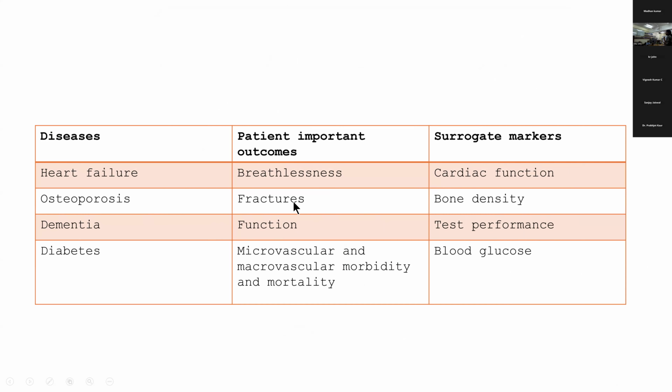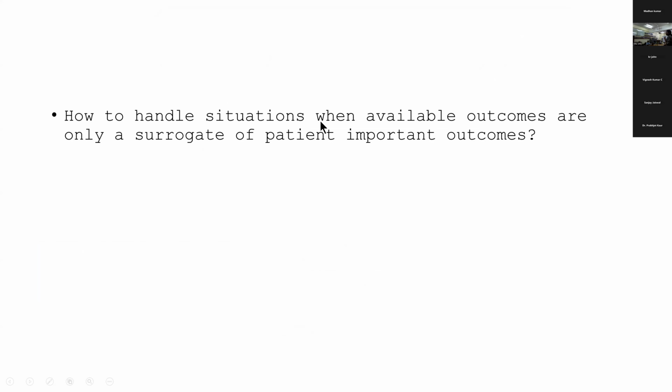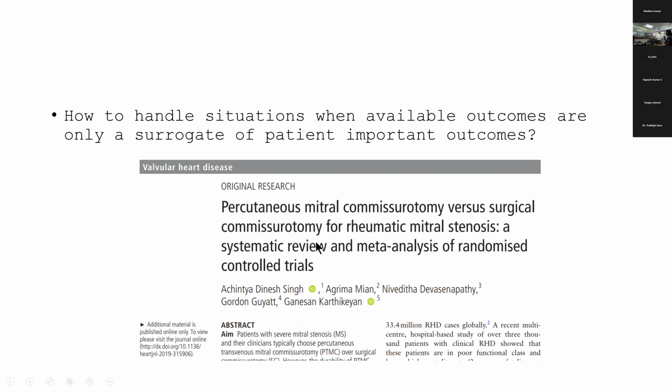For dementia, patient-important outcomes would be functionality, but we're basically looking at test performance in scores. And for diabetes, we're actually worried about microvascular and macrovascular morbidity and mortality, but most of our diabetic drugs look at the HbA1c level. So surrogate markers might not really translate to clinically important outcomes. Here is one example of how to handle situations when available outcomes are only a surrogate. This is a study which looked at percutaneous mitral commissurotomy versus surgical commissurotomy for rheumatic mitral stenosis.